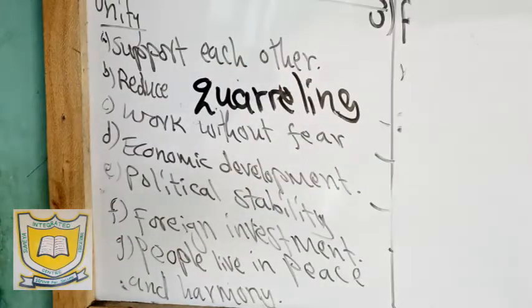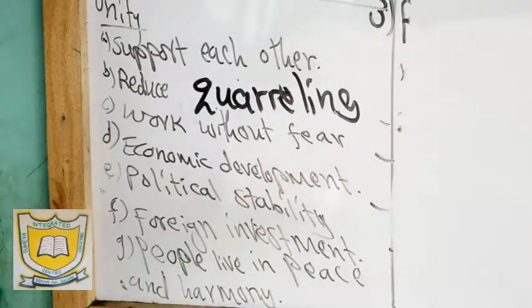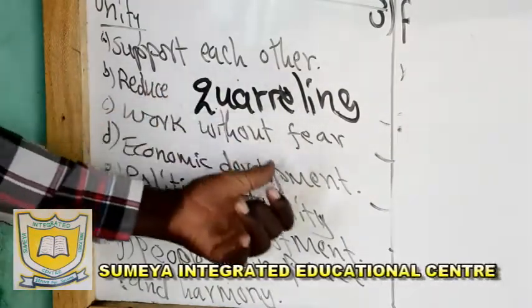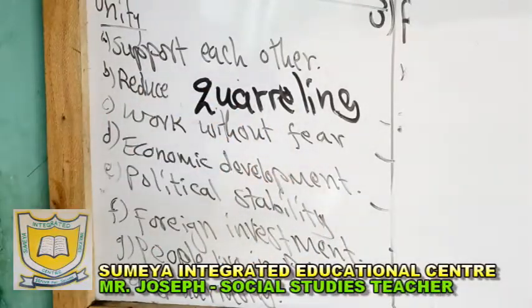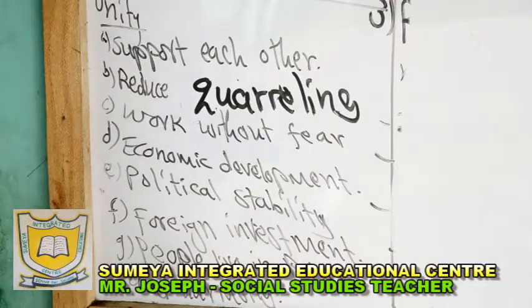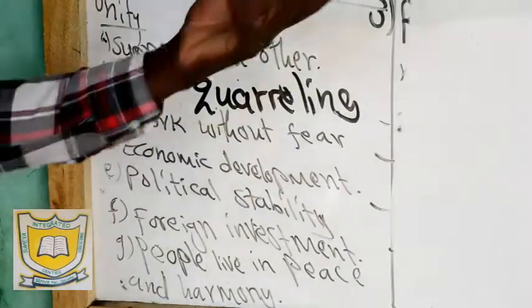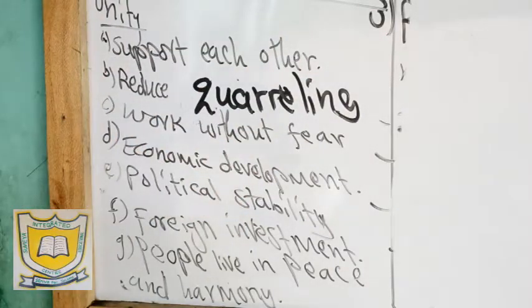Then we have people work without fear where there is peace, because if there is peace, then you can work without any problem, so there is no fear. People will work with peace. And then also this one, when there is peace, also there is economic development, because you can work very well, you can improve your living standard at the national level, so the government can provide services without any problem.